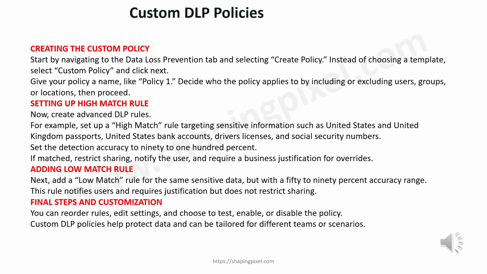Set the detection accuracy to 90 to 100%. If matched, restrict sharing, notify the user, and require a business justification for overrides. Next, add a low match rule for the same sensitive data, but with a 50 to 90% accuracy range. This rule notifies users and requires justification, but does not restrict sharing.